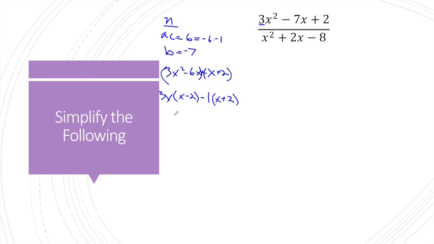Now I collect my greatest common factors. 3x minus 1 times x plus 2. Awesome. This is our new numerator. Next, I need to factor my denominator. Okay? I have x squared plus 2x minus 8.